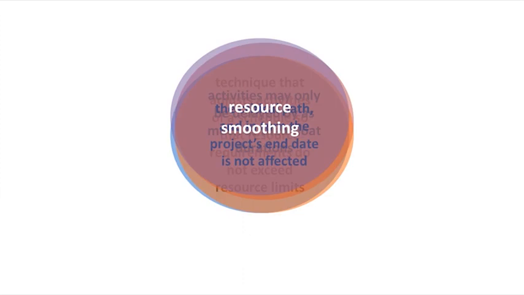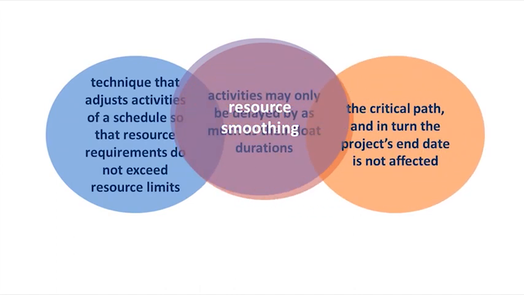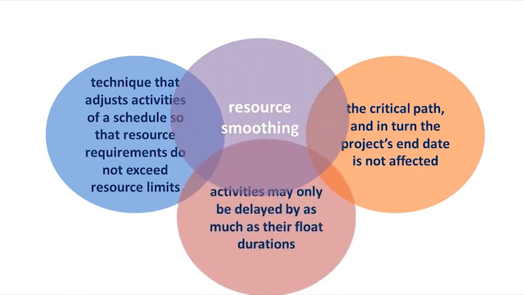Resource smoothing is a technique that adjusts the activities of a schedule so that resource requirements do not exceed resource limits. With resource smoothing, activities may only be delayed by as much as their float durations, so the critical path, and in turn the project's end date, is not affected.